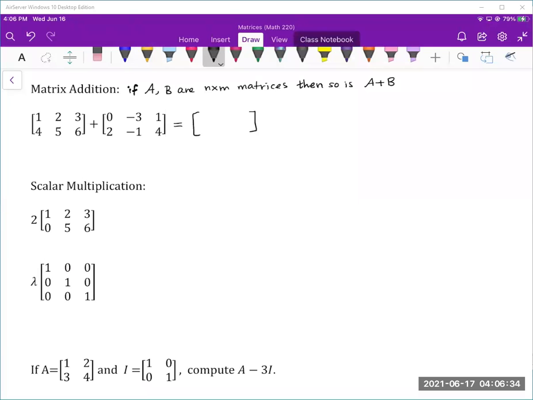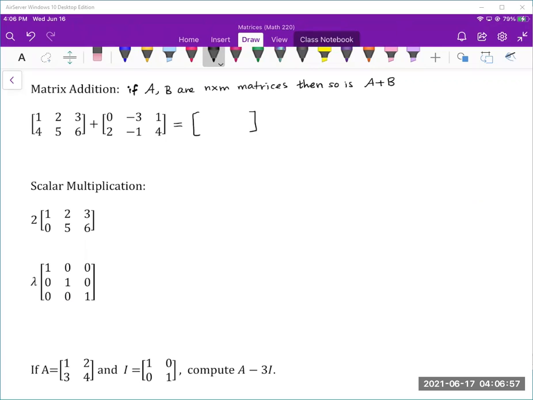Okay, in this video, we're going to talk about matrix addition and scalar multiplication. So in matrix addition, we can only add together matrices that have the same size. So in order to carry it out, we need that A and B are both n by m matrices. Their sum, A plus B, will also be n by m.